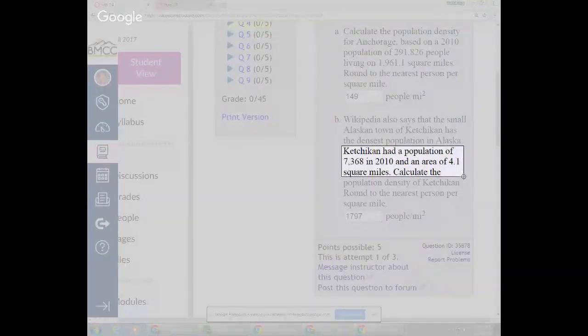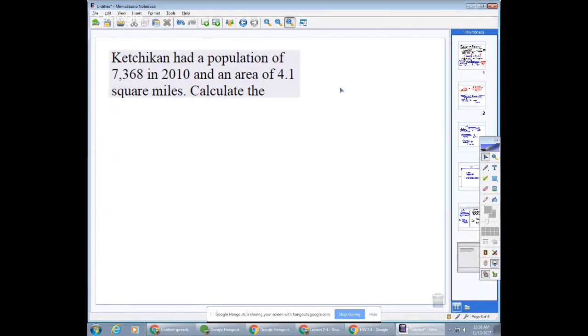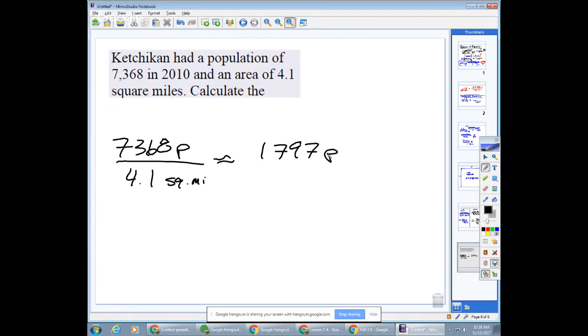Ketchikan. All right, magic marker, where'd you go? So we have 7,368 people taking up 4.1 square miles. Now we just approximated that. What was it again? 1,797 people per square mile.